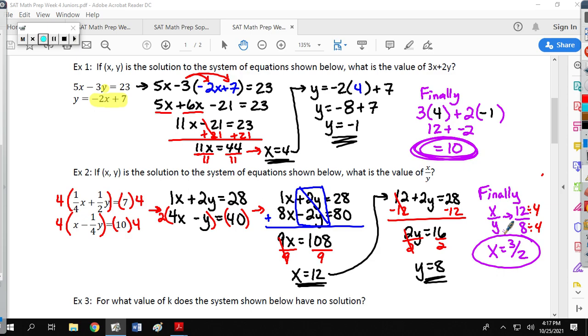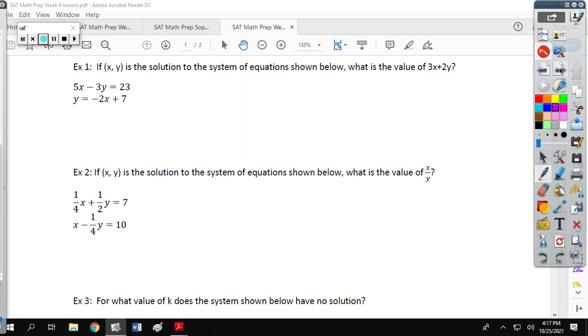So that does it for our first two examples. Again, that's solving a system of equations. Example 1 is by substitution. Example 2 involves clearing a fraction and then using elimination. So you have examples of both situations plus how to clear fractions. Example 3 is a little bit different, so let's take a look at that.